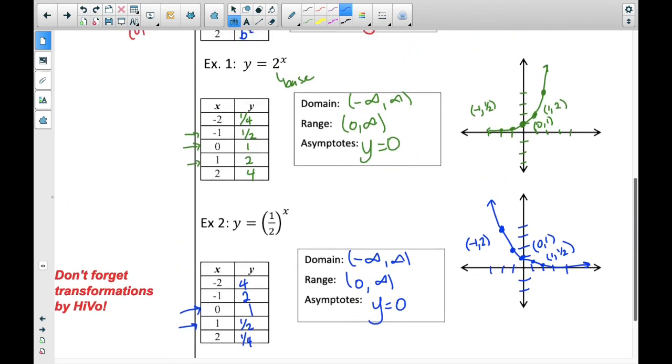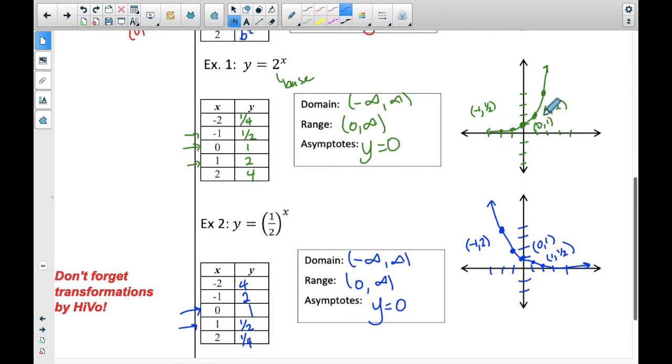Pay attention to a couple of things. Notice this graph obviously is going up because of exponential growth. This one is coming down because of exponential decay. Notice they both have a 0, 1. They both have that same y-intercept. And then the other part, they're essentially just kind of reflected from each other. Okay, so just keep that in mind as well.